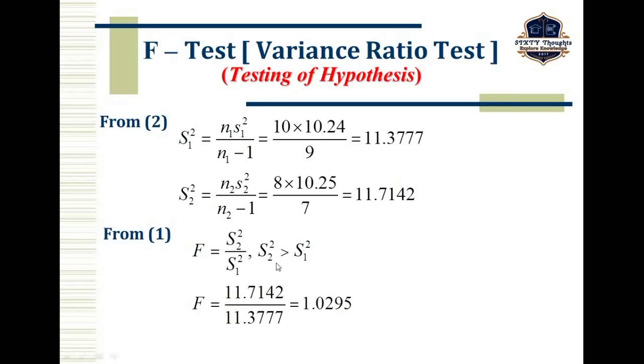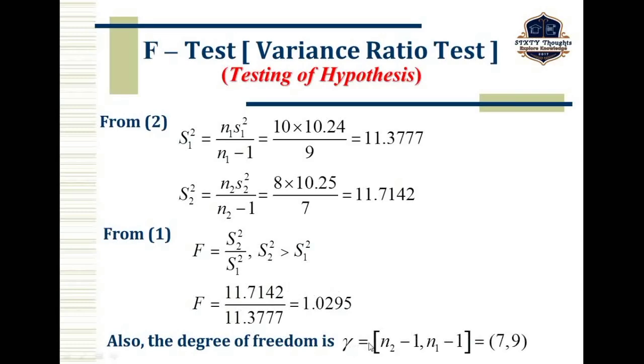What is S2 square value? 11.7142 by S1 square 11.3777. Simplifying this expression, we get F equal to 1.0295. Next we take the modulus of F value, that is 1.0295, and also find the degrees of freedom. The degrees of freedom for the F test: for the numerator we consider n2 minus 1, and for the denominator n1 minus 1. Here n2 is 8, so 8 minus 1 is 7, and 10 minus 1 is 9.